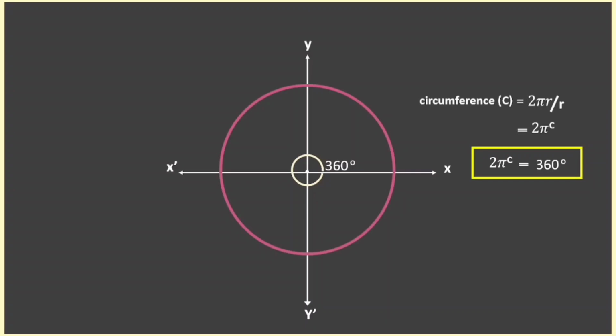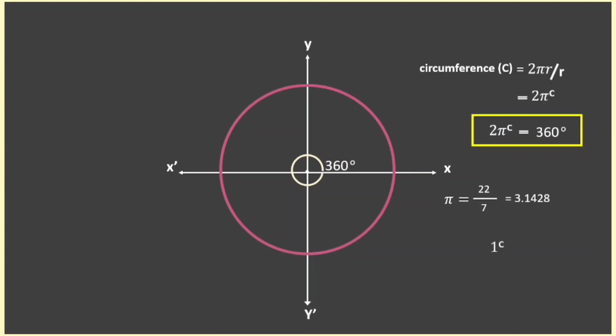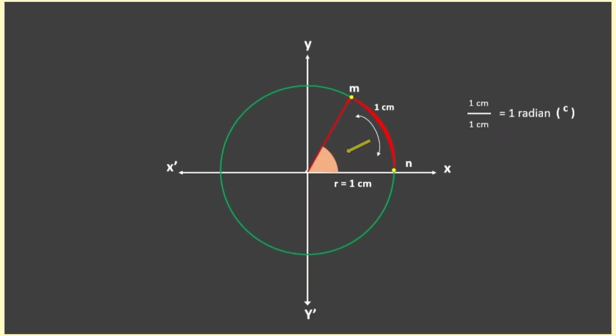Using this formula we can calculate the value of 1 radian. We know that pi is 22 by 7 or the value of pi is 3.1428. We have to substitute this value in the formula. So on dividing 360 degrees by 2 into 3.1428, we get the value of 1 radian, that is 57.27 degrees. So 1 radian equals 57.27 degrees. So this unit radian subtends an angle of 57.27 degrees at the center.